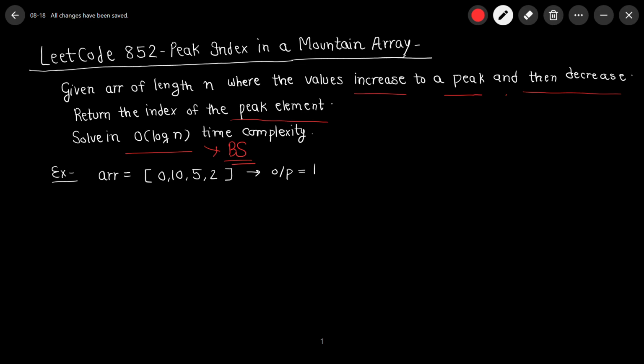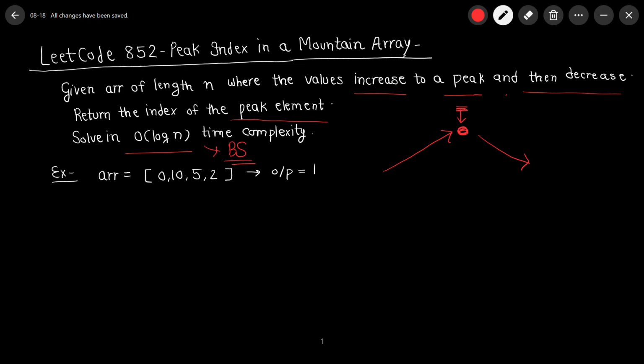So let me first explain the question. Our array would be first increasing, and then at some point the nature changes, that is, it becomes decreasing later on. So we need to return the index of this transition point, our peak element.